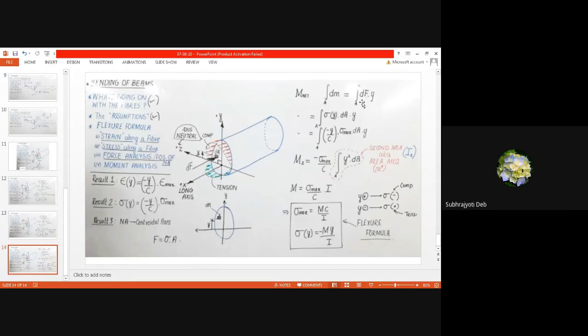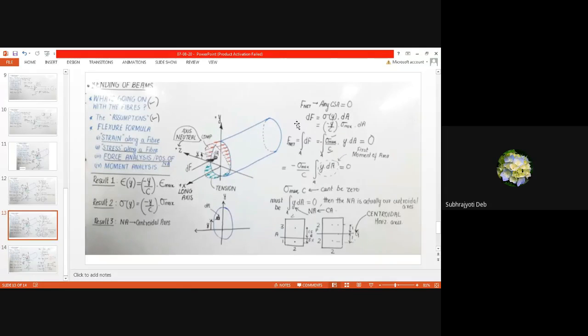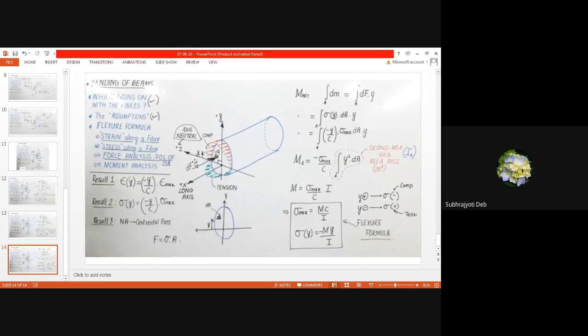So dF is equal to sigma y into dA, from the earlier slide. Sigma y into dA into again y. Don't be confused. Earlier, in the case of force dF, it was stress into area, and now it is force into distance. So what is the force? Sigma y into dA, into y. So just put the value of this.